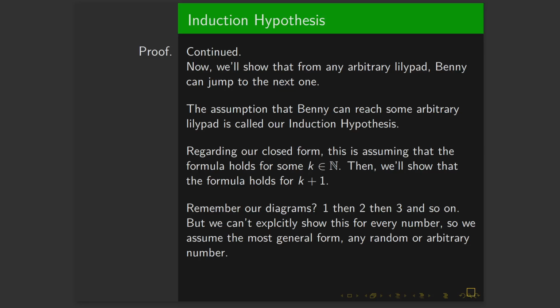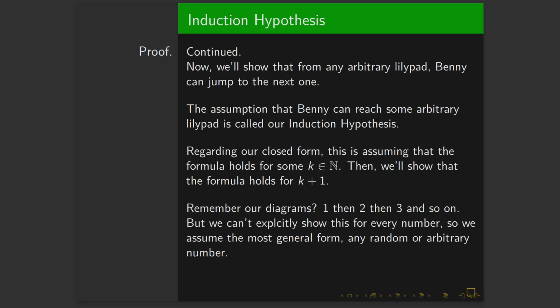If Benny can reach lily pad k, or the formula holds for lily pad k, then, this is an implication, the formula also holds for k plus 1, or Benny can reach lily pad k plus 1. Remember our diagram? 1, then 2, then 3, and so on. You can't actually show, hey, Benny can jump from 1 to 2, then 2 to 3, then 3 to 4, then 4 to 5, because there's infinitely many of these numbers. So you have to show this for any arbitrary natural number. So the most general form.